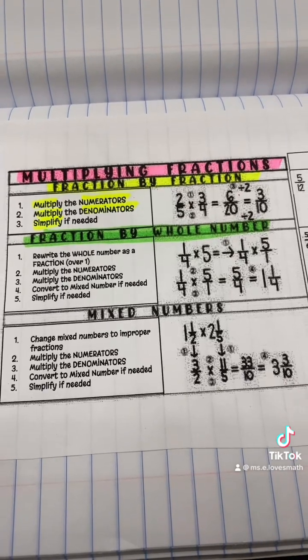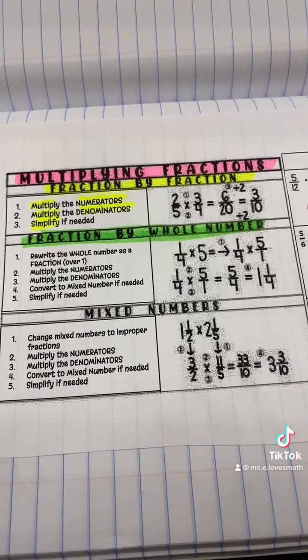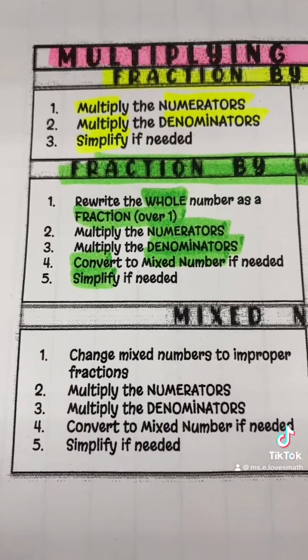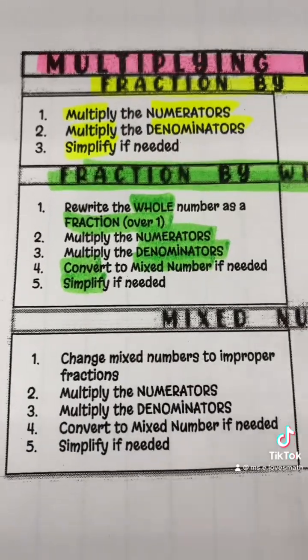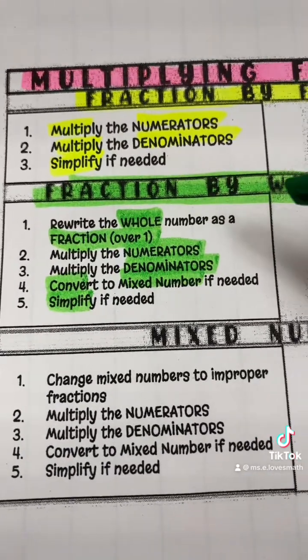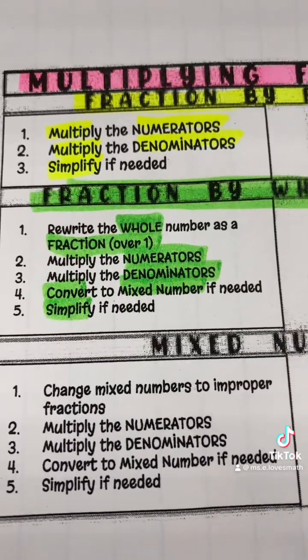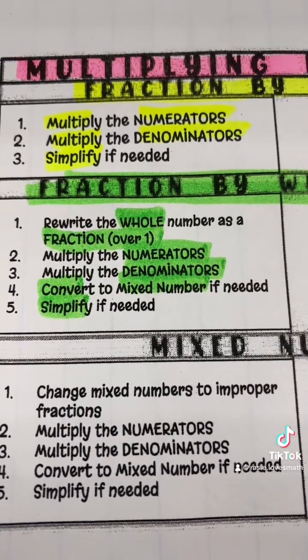The second type of fraction multiplication is fractions times whole numbers. So the steps for multiplying fractions by whole numbers are very similar, except there's a few extra steps. Step 1 is to rewrite the whole number as a fraction over 1. So any whole number can be written as a fraction as long as 1 is the denominator.